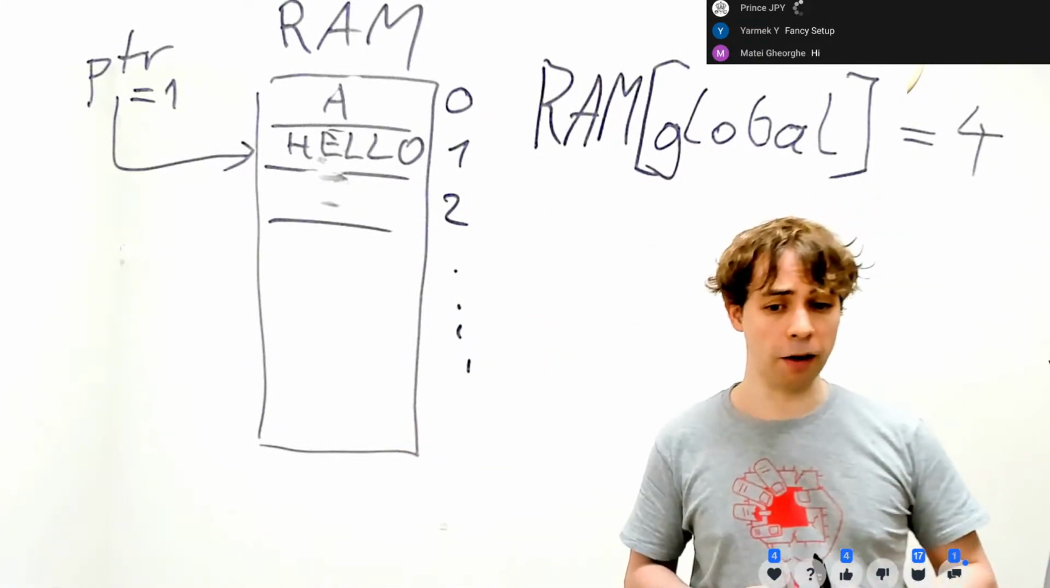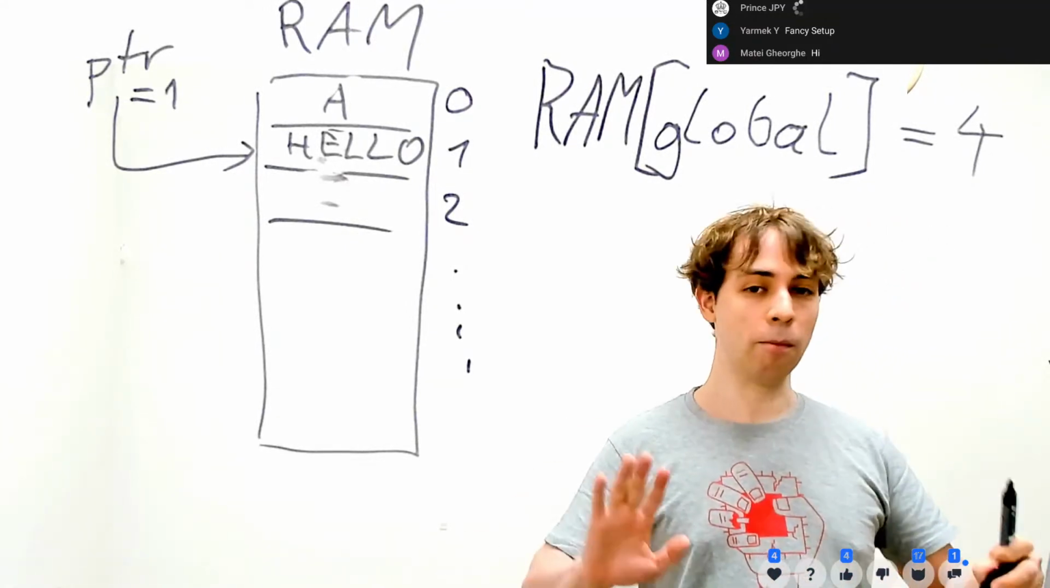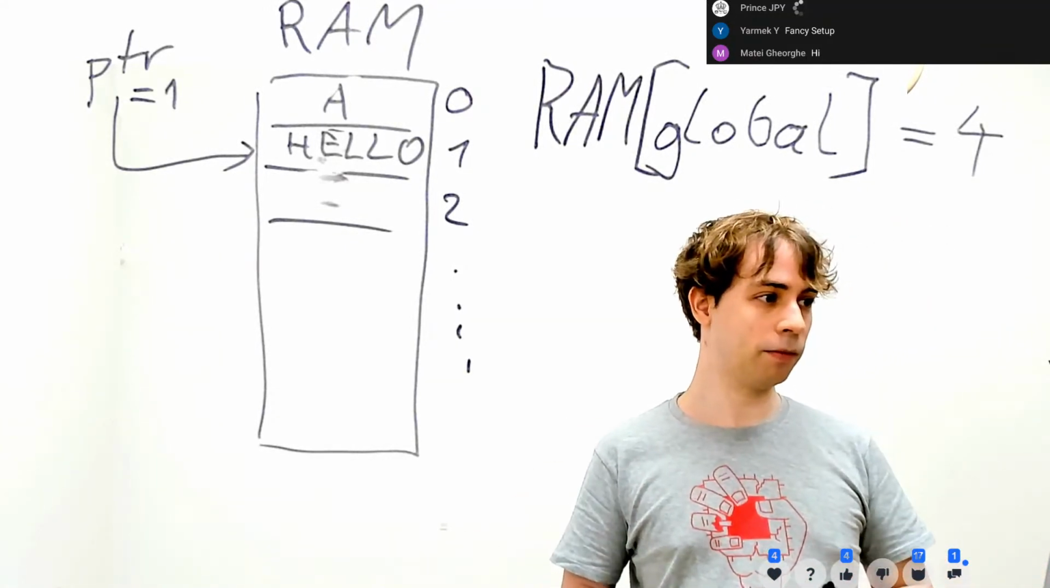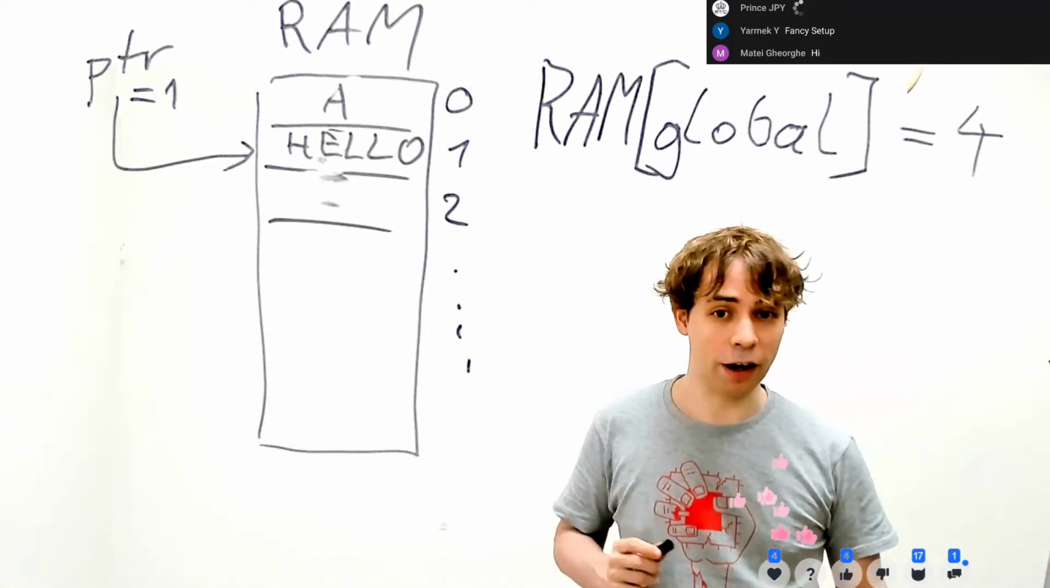Does that make sense so far? If not, please write in the chat, but this is our most simple model of how memory works. It's nothing to do with pointing around. It's just an index in an array.